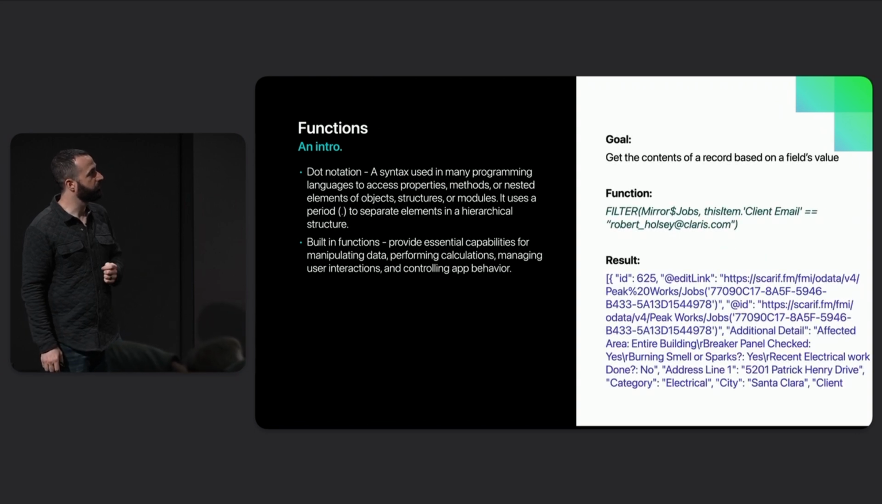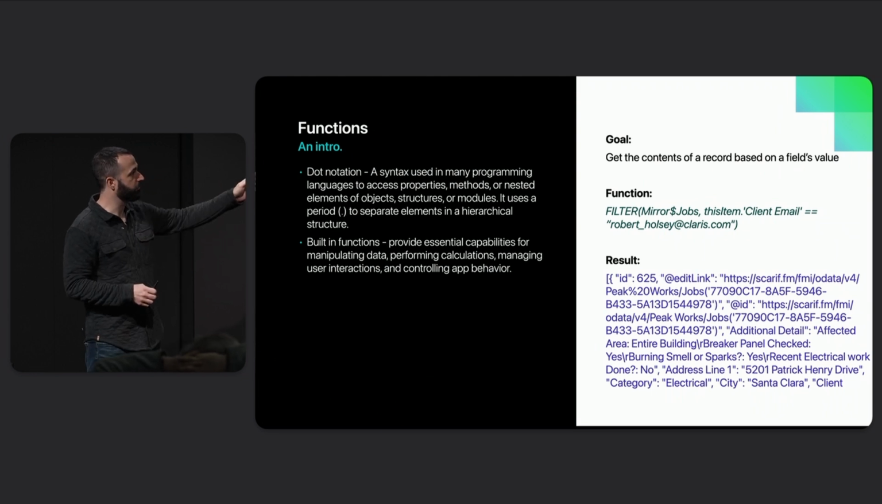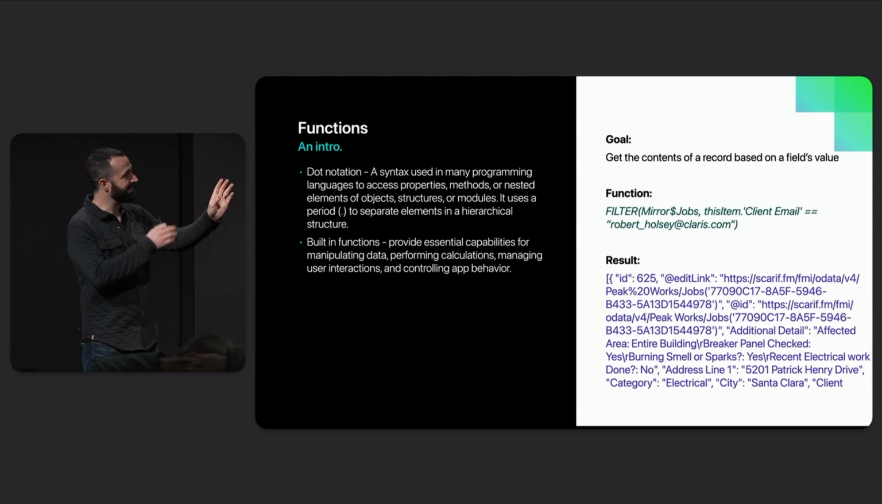In this example though, I want to get the contents of a record based on a value. So I'm using the filter function. I'm then pointing, remember it takes an array or a table, in this case at a table, which is that jobs table that we brought in. And then I'm using another special shortcut here called this item. In this context, it's telling me I want for the table.